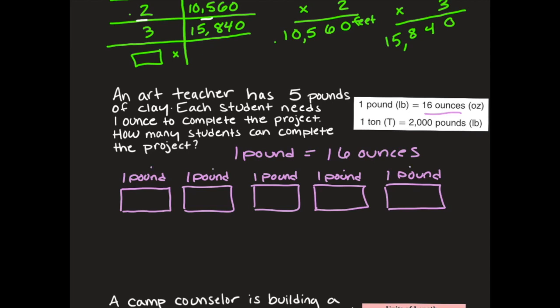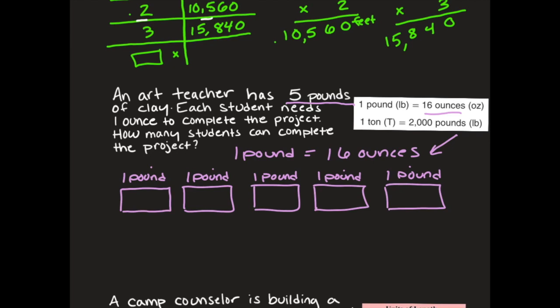Remember, my problem says I have 5 pounds of clay, and each student needs 1 ounce to complete the project. So I need to know how many total ounces of clay I have. Now when I go back to the information up here, it tells me that 1 pound equals 16 ounces. So what I'm going to do is take that and put it inside here.